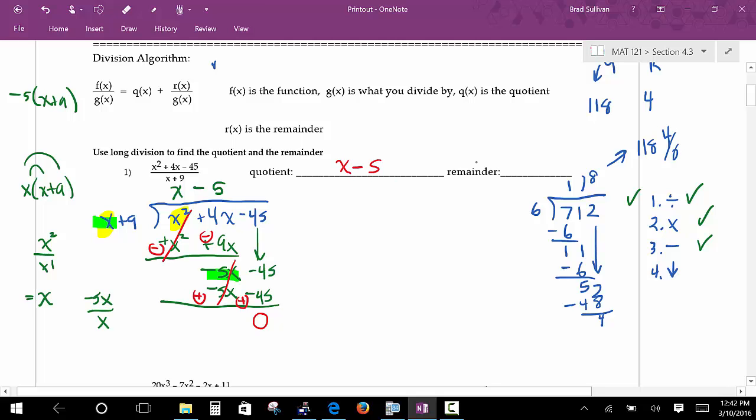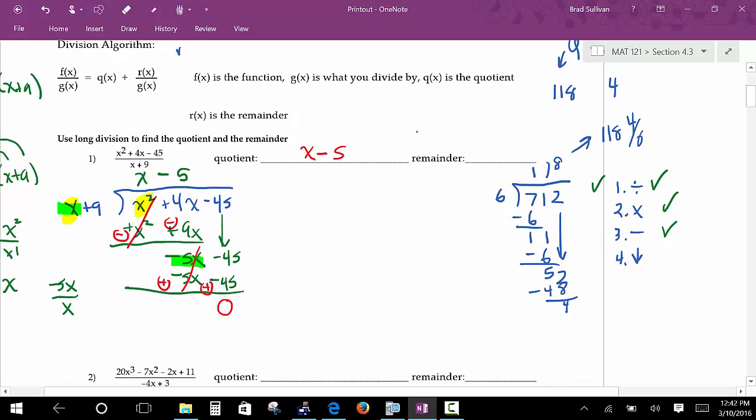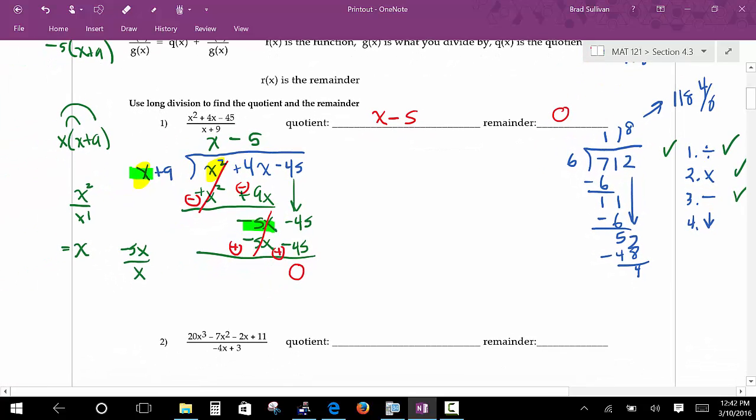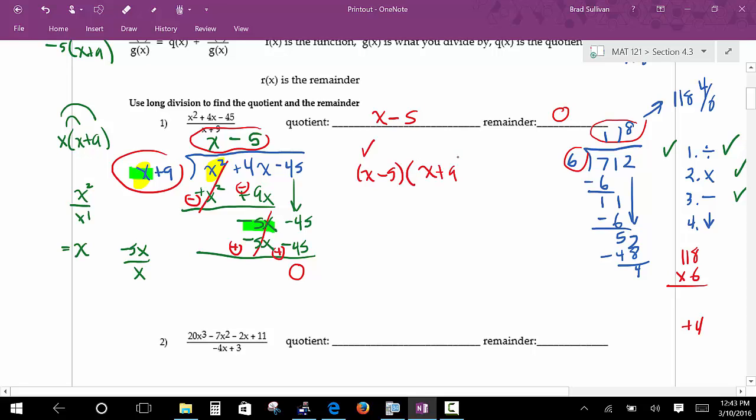All right, so the quotient would be x minus 5, and the remainder would be 0. Like that, and that's it. Now, one thing I wanted to mention, and I'll do this just one time: back in elementary school, how did you check the answer to a problem? You did 118 times 6, and then you added on the 4, right? You do the same thing on this problem. Let's take x minus 5 and multiply it by that to verify it's the right answer, and it should end up being what the divisor is, that numerator.